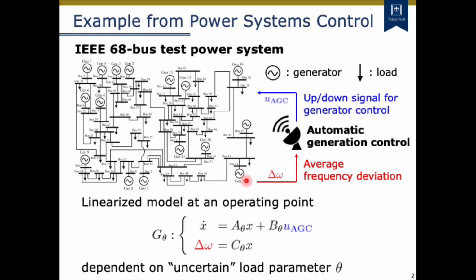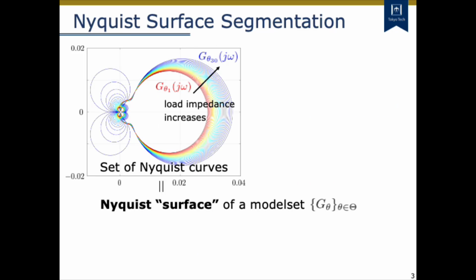Then, the resultant linearized model, denoted by G theta, is dependent on some uncertain parameter theta. This parameter theta represents the distribution of uncertain loads. As you can imagine, the input-output property of the power system model can vary with the variation of the uncertain load parameter theta. This figure shows the Nyquist plot of the linearized power system model with 30 different load parameters.